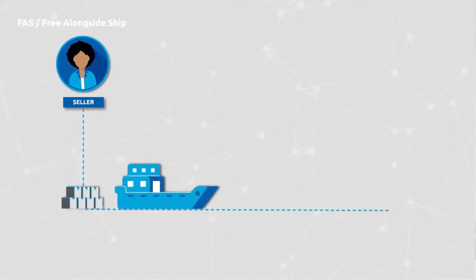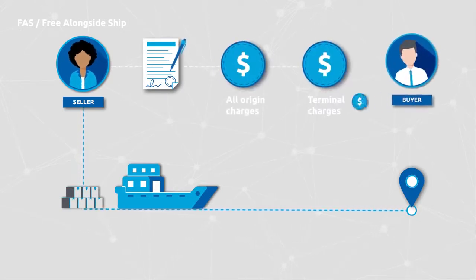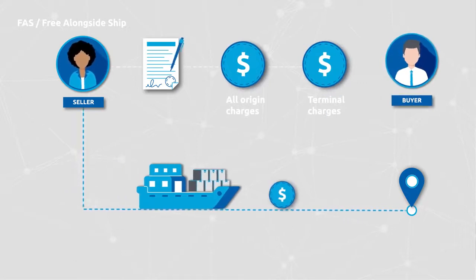FAS, or free alongside ship. For FAS shipments, the seller makes the goods available alongside the vessel at the port of origin and coordinates the export clearance. The seller takes on all origin charges, including terminal charges, but the buyer pays for loading onto the vessel and all charges thereafter.